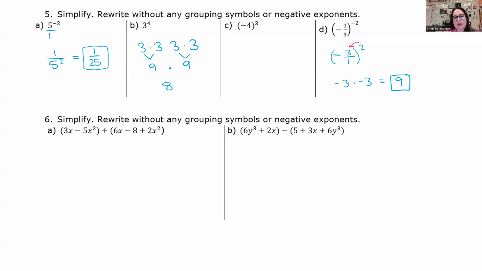Times 9, 81. You are capable. You are smart. The next one. It's not a negative exponent. It's a negative number to a positive exponent. So I don't have to do anything with the exponents. It's fine. So from here, I have negative 4 times negative 4 times negative 4.